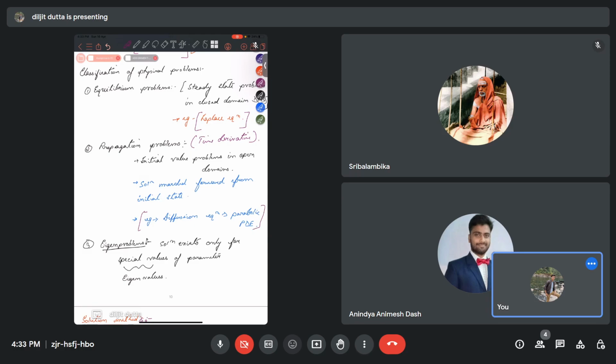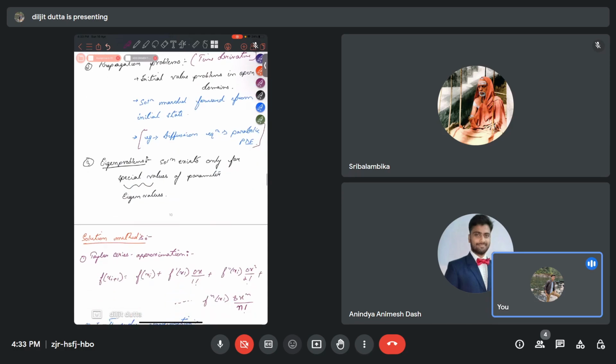And third, it is called the eigen problems. In this case the solution exists only for particular values of a parameter, and these particular or special values are called the eigen values. So for specific eigen values only we will have the solution.